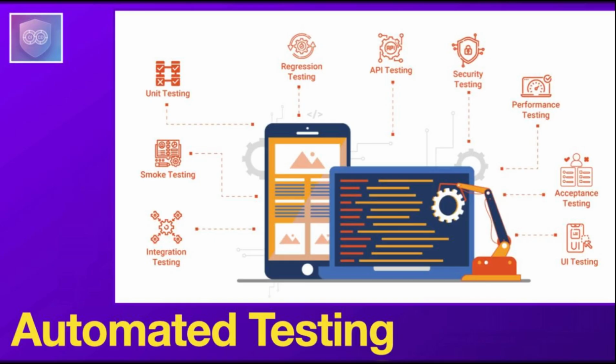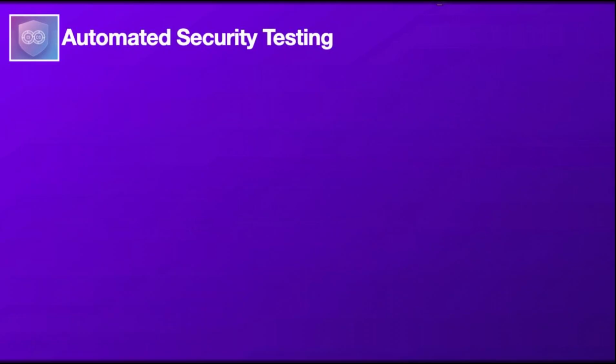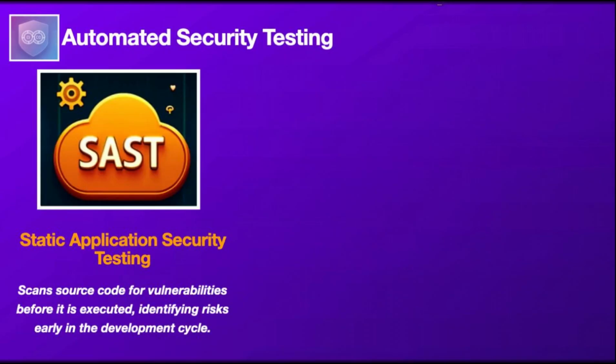Automated security testing. To avoid bottlenecks while maintaining security, automated testing is key. Automated tools provide developers with immediate feedback, ensuring that security issues are identified early and addressed quickly. Types of automated security testing include SAST, Static Application Security Testing, which scans source code for vulnerabilities before it is executed, identifying risks early in the development cycle.